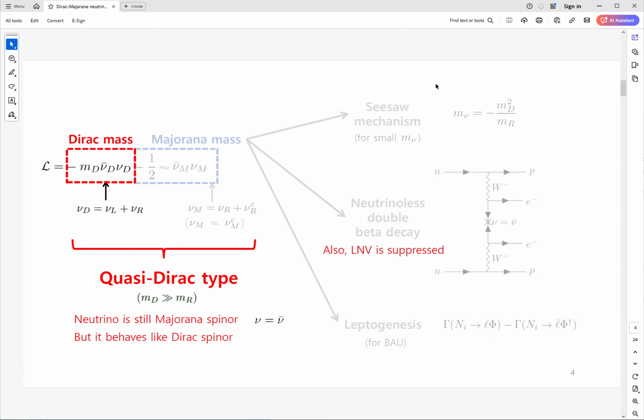Conversely, we can also consider the opposite limit. If the Dirac mass term is larger than the Majorana mass term, it is a pseudo-Dirac limit. In this case, the neutrino's mass eigenstate is still a Majorana spinor, but it behaves like a Dirac spinor. In this limit, the seesaw mechanism does not operate, so the Dirac mass term should be small to explain the small neutrino mass. And the Majorana mass term is small, so lepton number violating processes are strongly suppressed. So neutrinoless double beta decay almost does not occur. And in this case, leptogenesis cannot be associated with the early universe either.